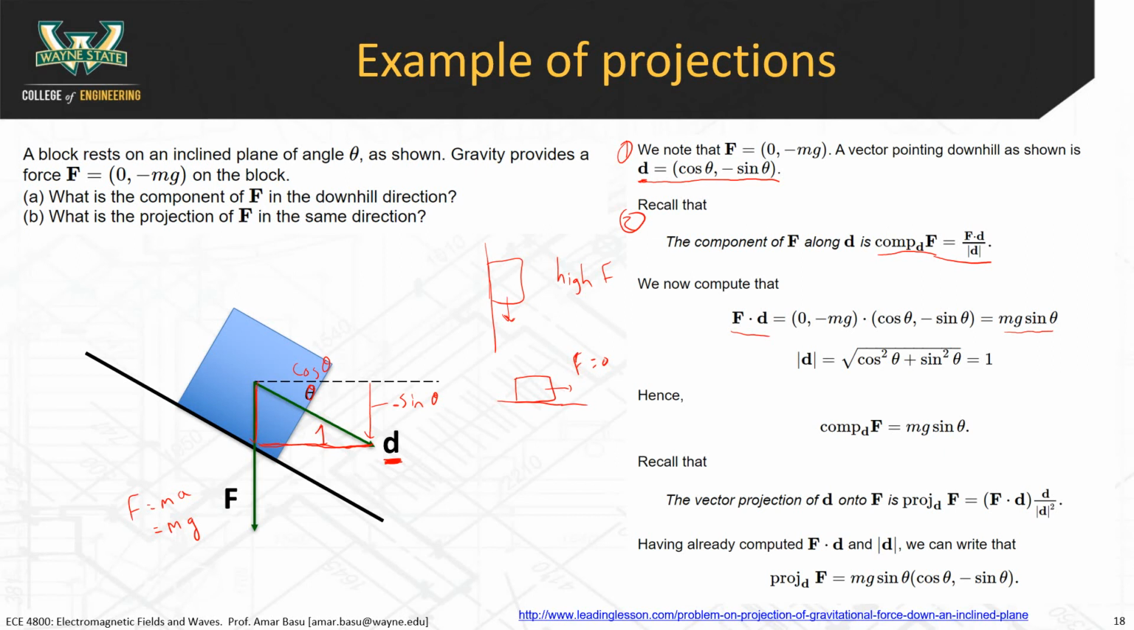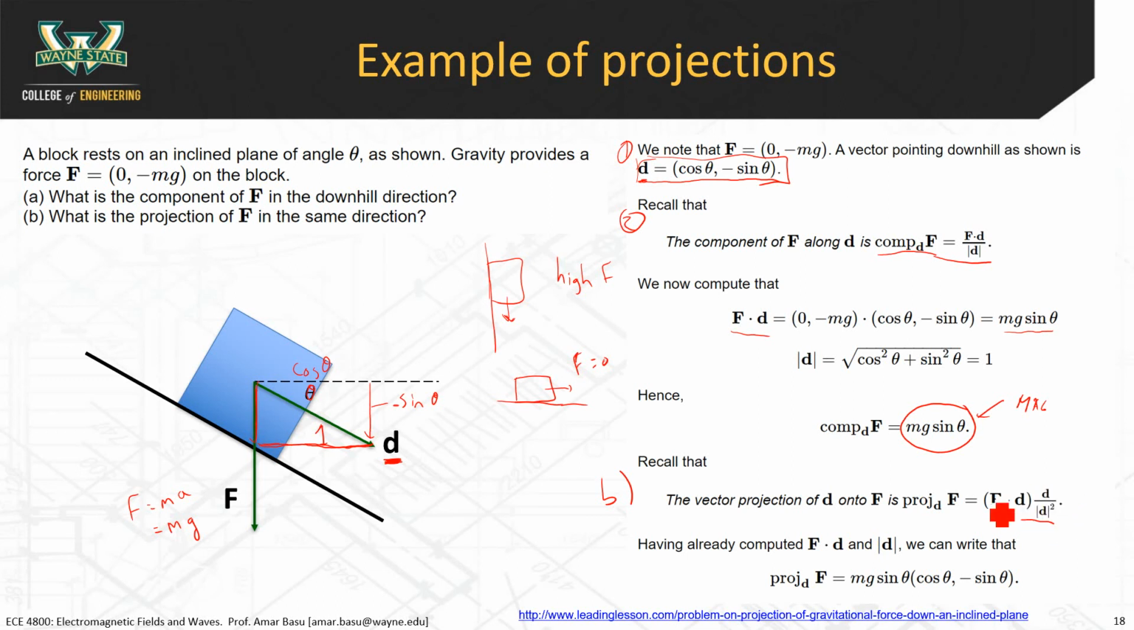So that's part A, figuring out the component. Part B is figuring out the vector projection. Remember that the vector projection is going to have the same magnitude as the component that we just calculated, but it's going to be in the direction of D. So all we do is we take this thing here. This is the magnitude here, and then the direction of D is what we found up here. All right, so this is the mathematical formula for the vector projection of F onto D. It's the force dotted with D times D over the magnitude of D squared.